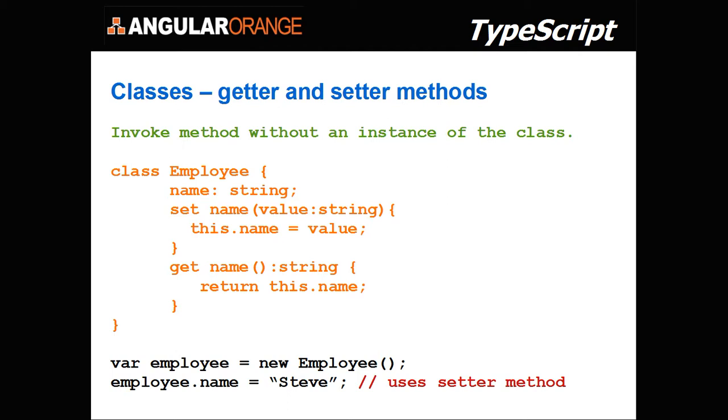You do have getters and setters in TypeScript. It's kind of interesting, and I have no problem with the syntax, but I do have a problem with when it works and when it doesn't work. Okay, so here's a class with a name, and you could set the name to a value, and you can get the name with a value. And so what you could do is instantiate an employee, and use the dot notation to set the name. So this code will call the setName function and set the name of the variable to Steve. So it uses the setter method.